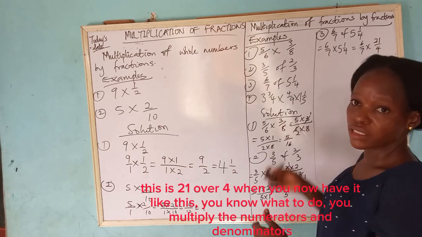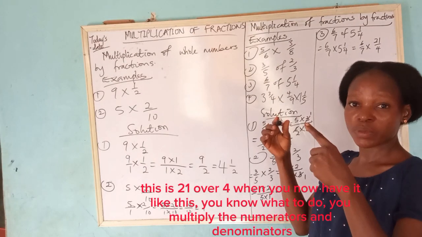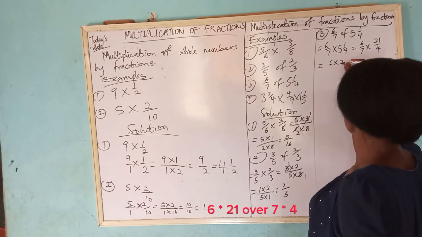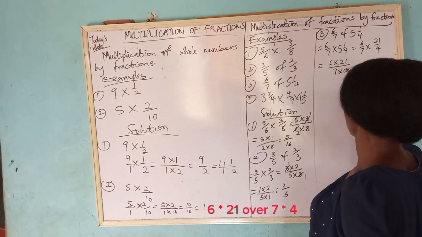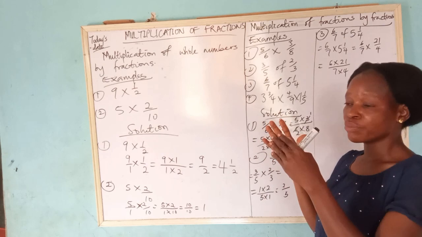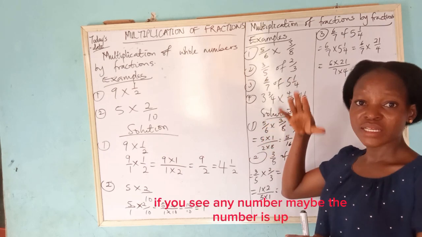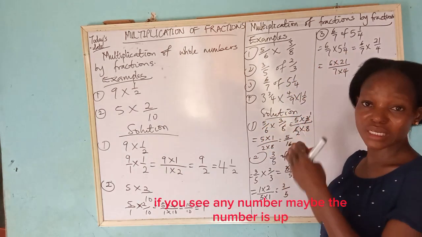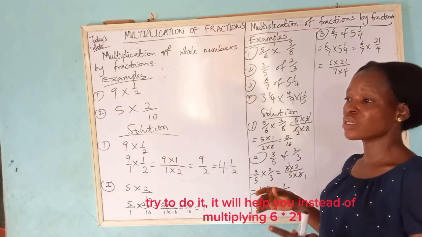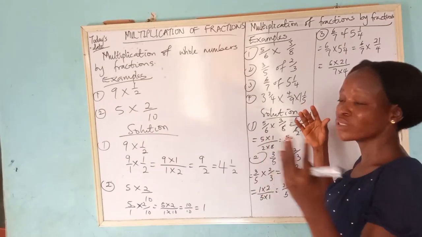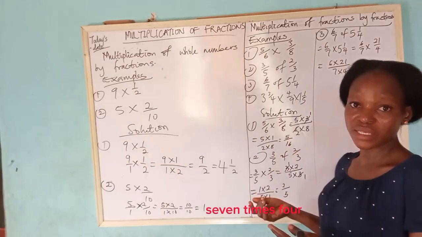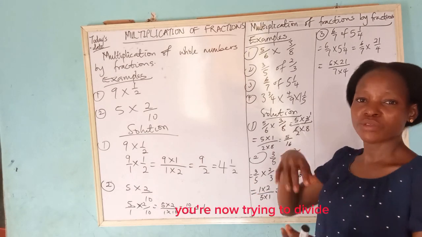When you have it like this, you know what we're going to do. We multiply the numerators, we multiply the denominators: 6 times 21 over 7 times 4. I told you that before you multiply, if you see any number up that can divide a number down, try to do it. It will help you. Instead of multiplying 6 times 21 to give you a big number, and 7 times 4 to give you a big number, you try to divide.